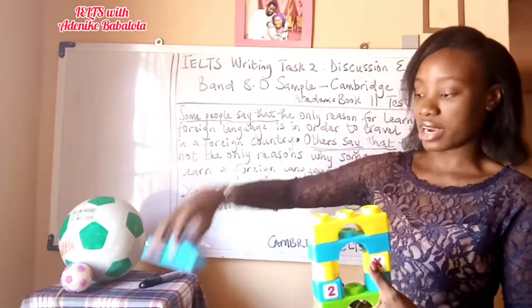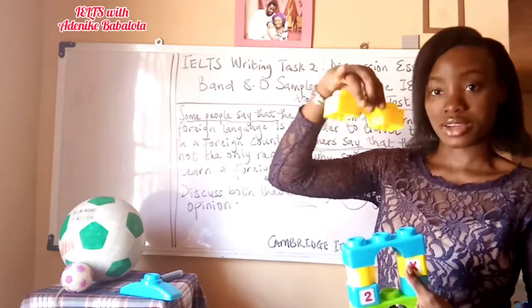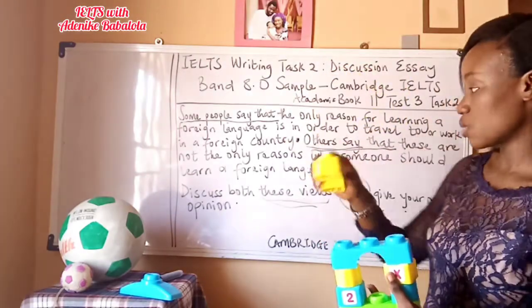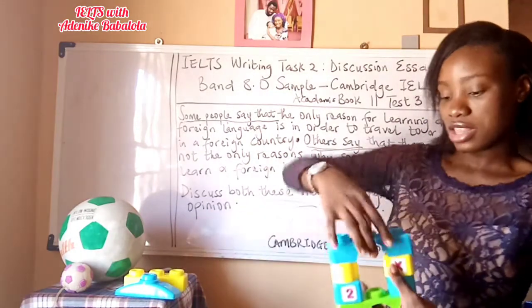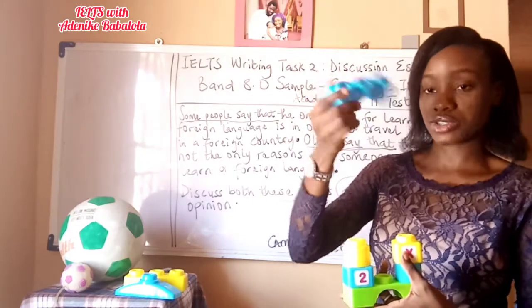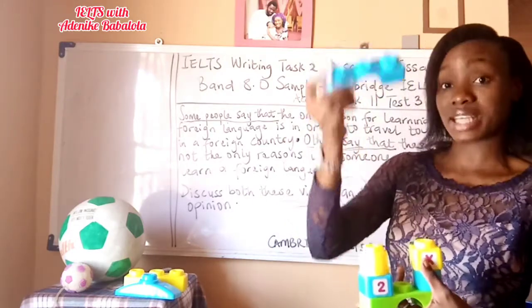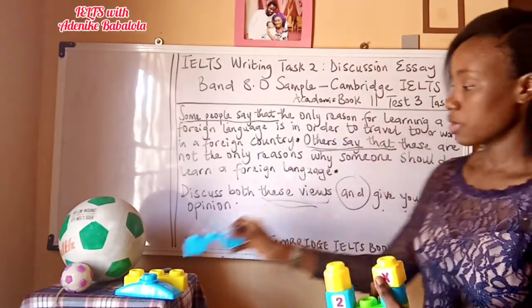That's your first paragraph. Now your second paragraph is this yellow block, okay? And that is what would cover the first view. So this is your first view. Now this blue one is your second view. This is your third paragraph, which is your second body paragraph. Okay, this would cover this view.